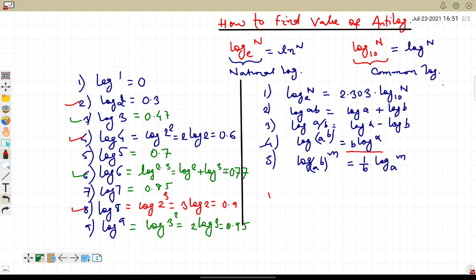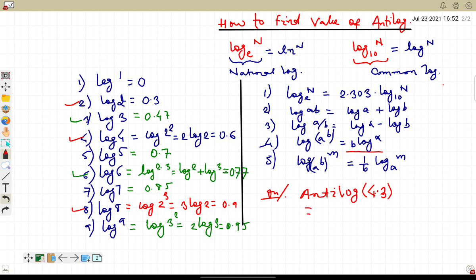The question is given: find the anti-log of 4.3. We can use the concept of log and anti-log in chemistry also, like how we can find the concentration of hydrogen ion in this type of question. So in chemistry this one is more applicable.